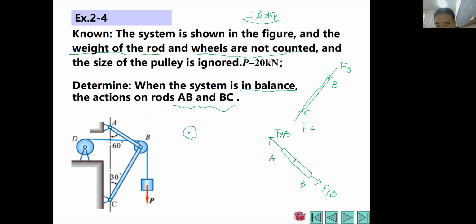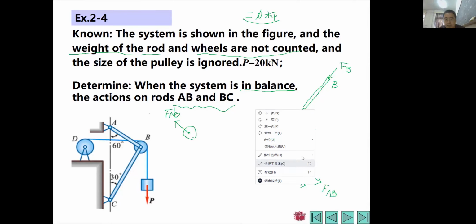If rod AB has this force, then it will be acted on by this pin. So from the action and reaction point of view, it will have the opposite direction to FAB. So I will write FAB prime. Can you guys understand? This FAB prime is a pair of action and reaction force with this one.